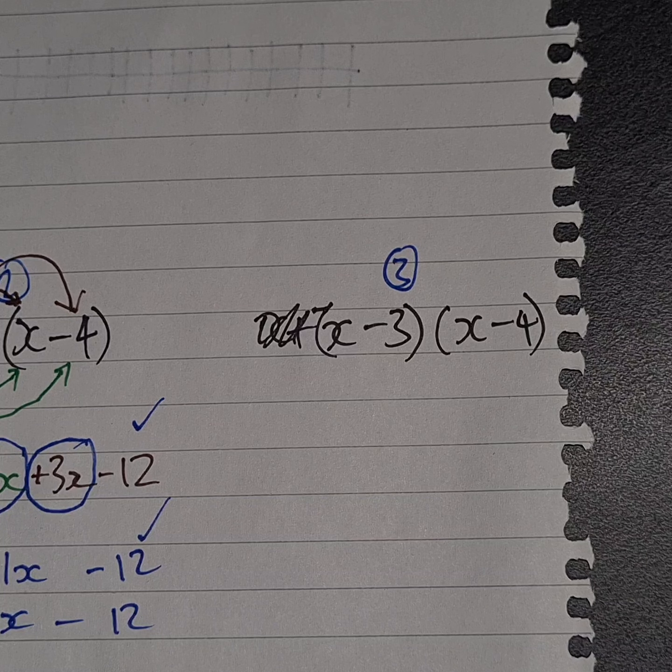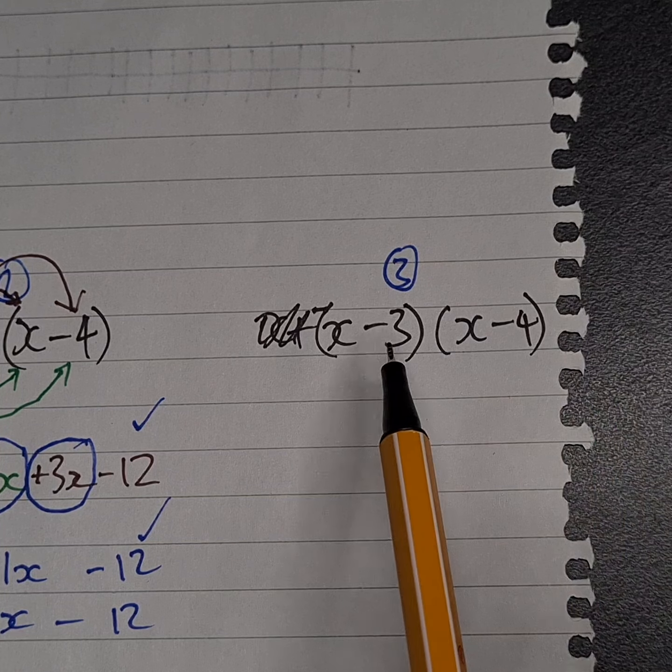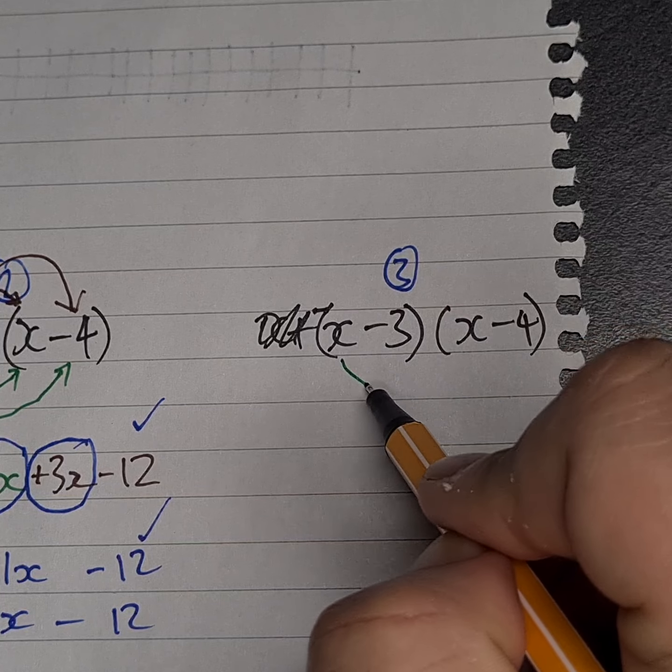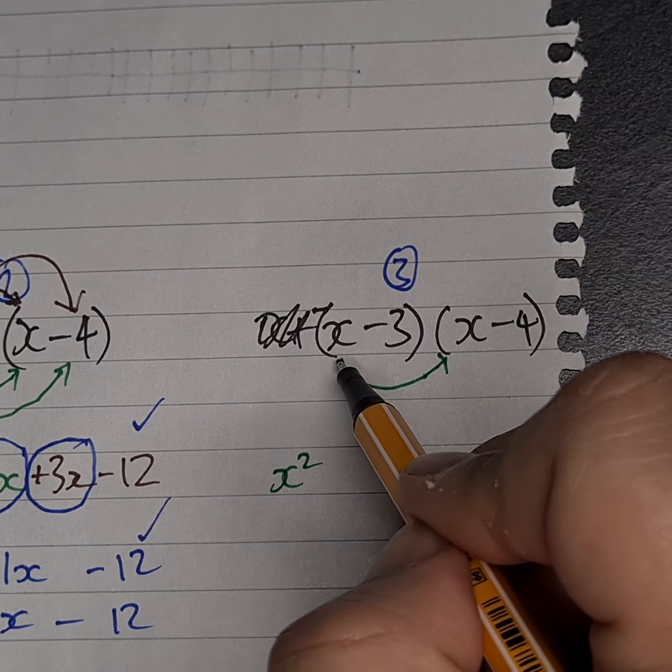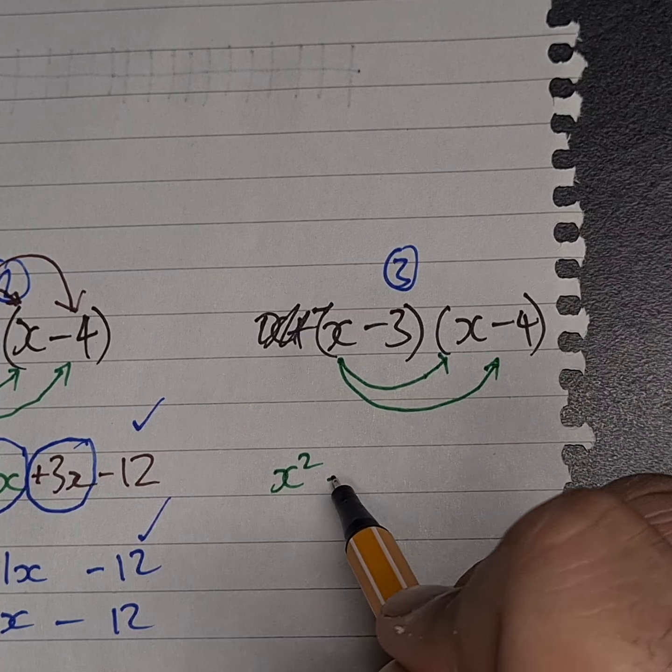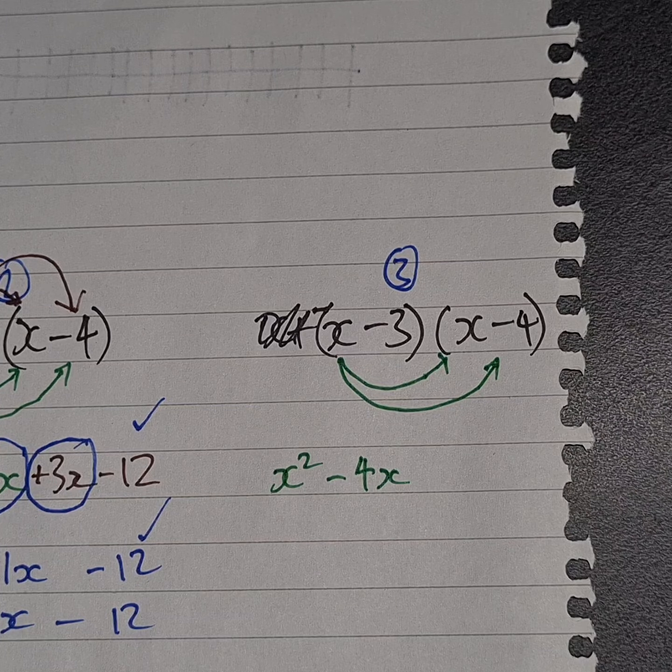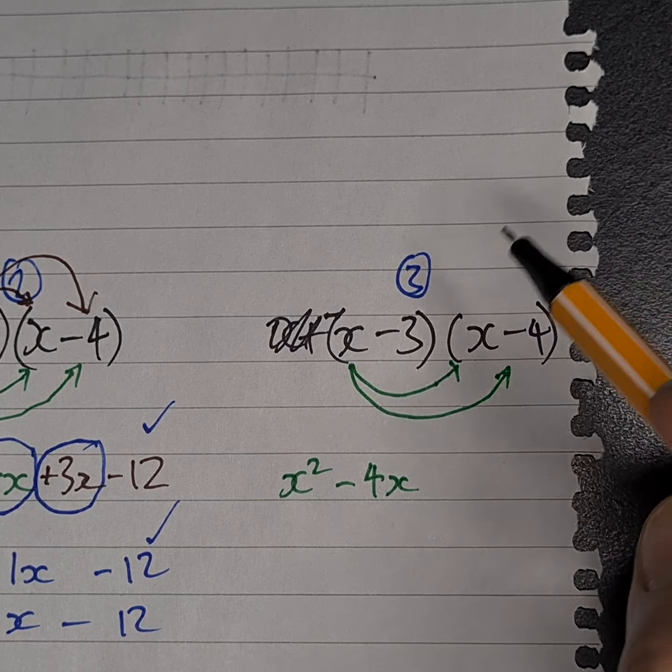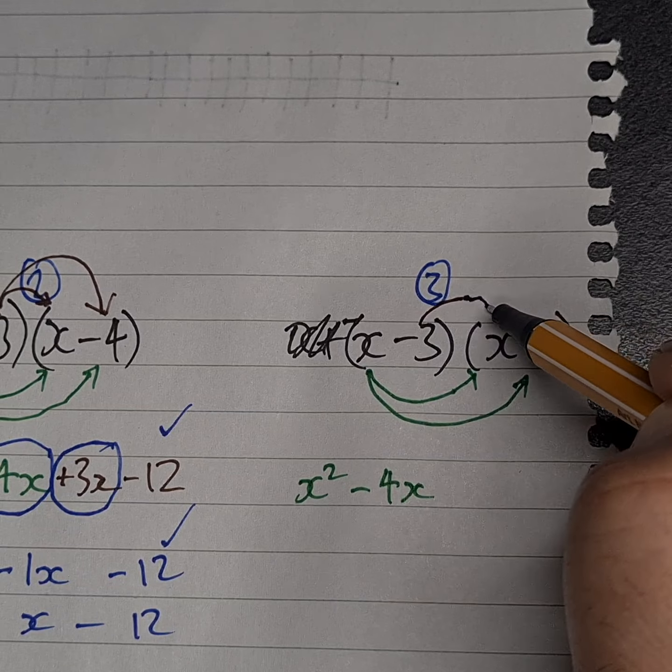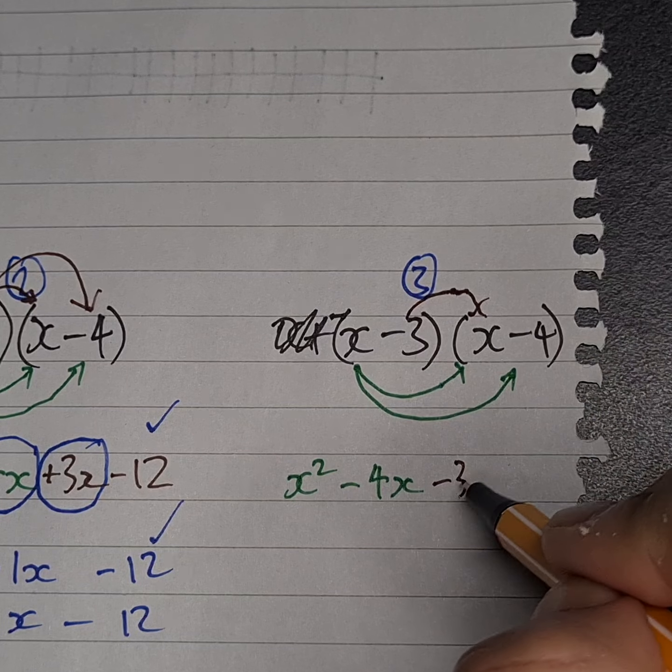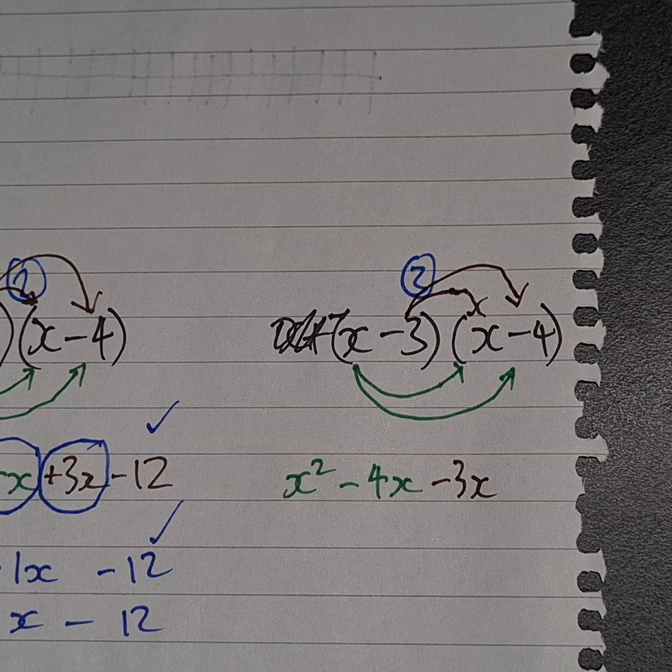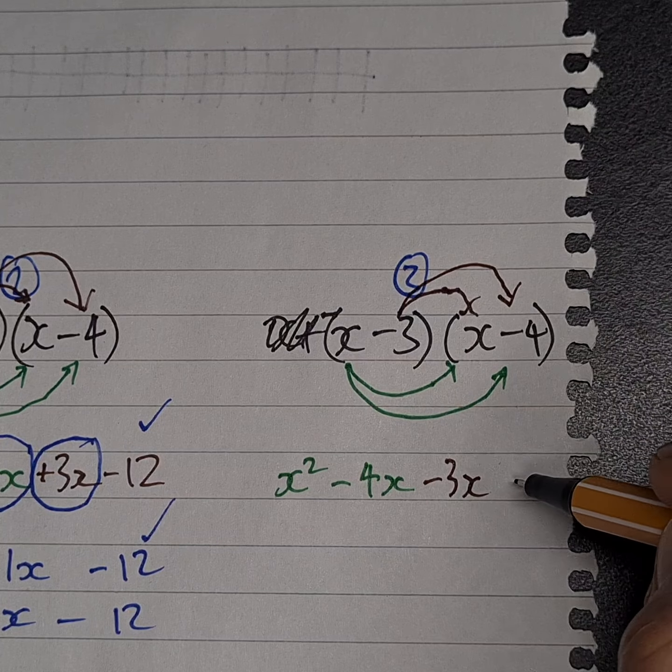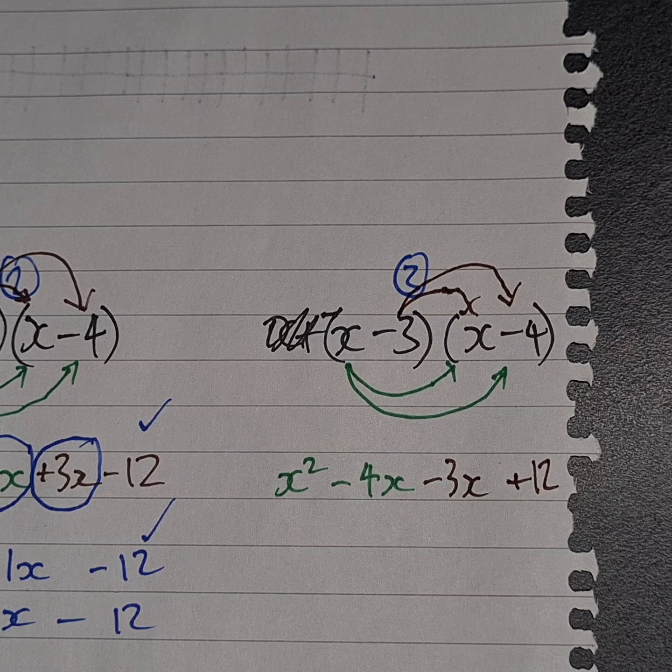The final one, right. This time you'll notice that there are negatives. So again, x times x will give you x squared. X times minus 4 will give you minus 4x. Let me get my pen. And then over here, minus 3 times x will give you minus 3x. And then finally, minus 3 times minus 4. Well, 2 negative numbers multiplied together give you a positive, so plus 12.